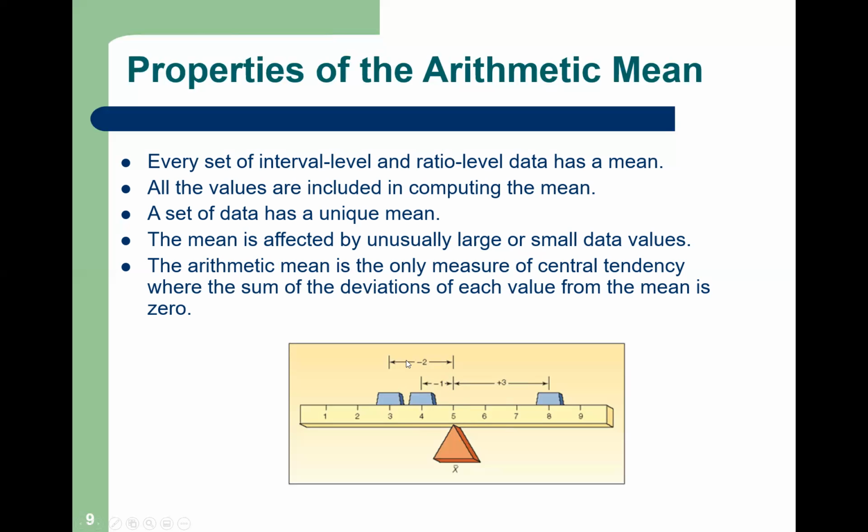So these two values which are less than the mean should have a negative deviation, and the value that is bigger than the mean will have a positive deviation. If we sum these three deviations, minus 2 minus 1 is minus 3, and minus 3 plus 3 is equal to 0. So if we sum up all the deviations of values from the mean, it would be 0. And here we have proved this from this example.